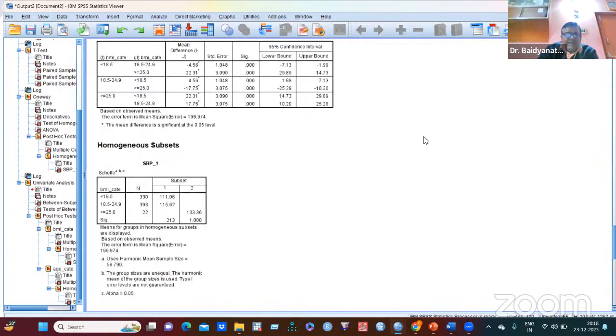And check here, the homogeneous subset. There are 3 categories. The first and second categories create one cluster, and the last category creates another cluster. That is, these are a homogeneous group, and this may be heterogeneous from this one.